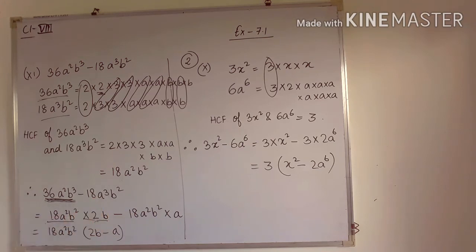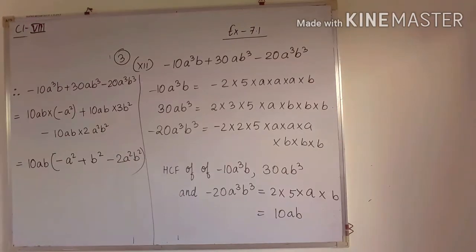Okay, like this you can also check finally. So now see what the common term is that you can take outside. Yes, 18a square b square, which is the HCF, you can take outside as common. So the next remaining term will be 2b minus a inside the bracket. Okay, so students, try to do the remaining question of question number 2.